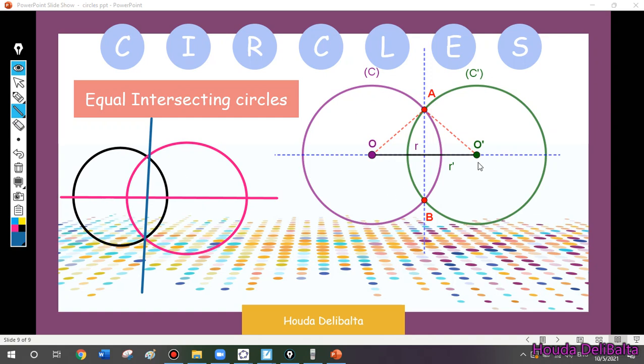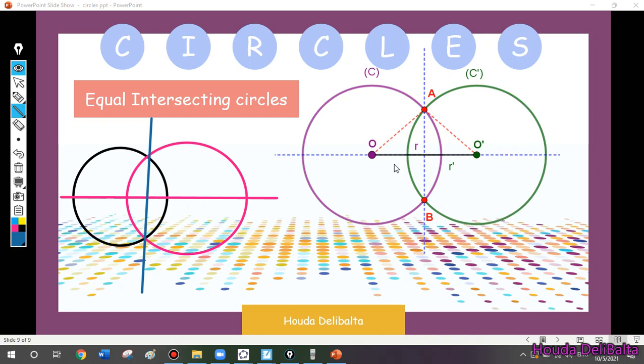While in equal intersecting circles, we can notice that any part to the right is equal to any part to the left, whether size or angles or whatever, and any part up is equal to any part down. So that's the difference between equal intersecting circles and intersecting circles.